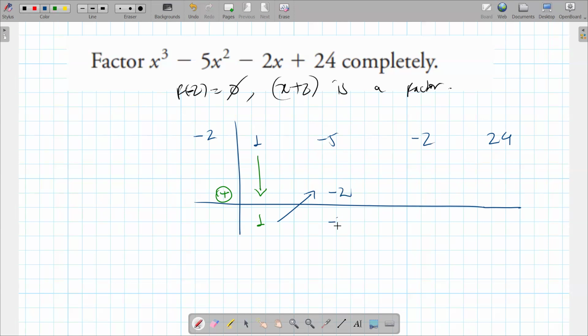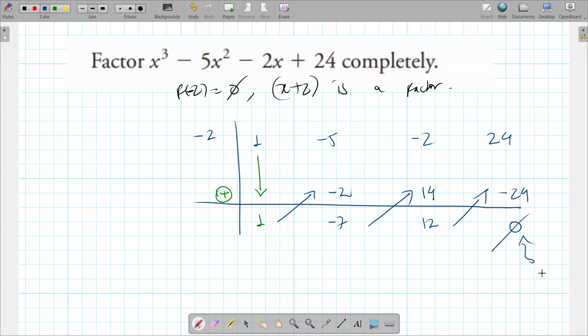That'll be negative 7. What goes here? 4. No. Positive 14. So you multiplied this number with this number, okay? So positive 14. 14 plus negative 2 is 12. What goes here? Negative 24. Negative 24. And therefore our remainder is 0.